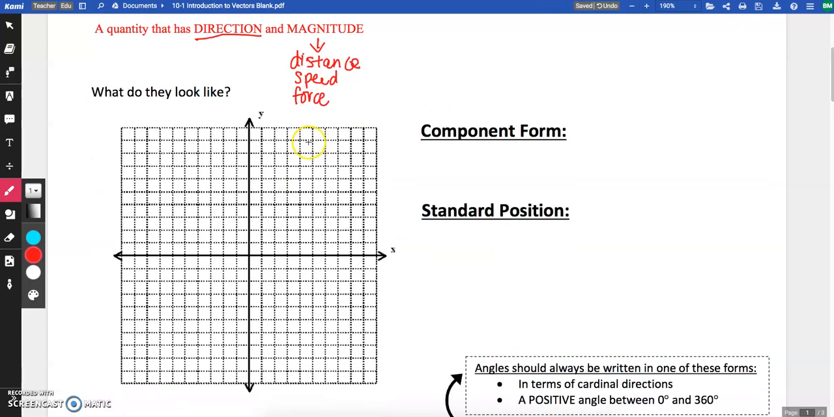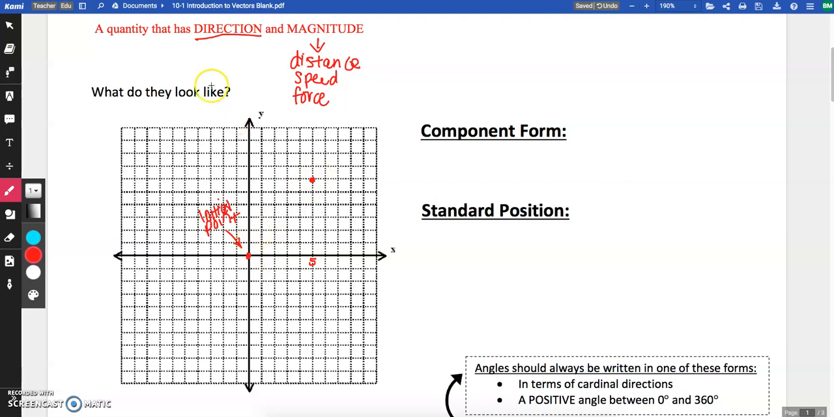Okay, so looking down here, what do they look like? A vector looks like an arrow drawn at a coordinate point. For example, if I'm starting at the origin, wherever you start your movement, we call that the initial point. Then let's say I travel over 5 and up 6: 2, 3, 4, 5, 6. And I end here. This is called the terminal point. So I'm going to connect those dots.